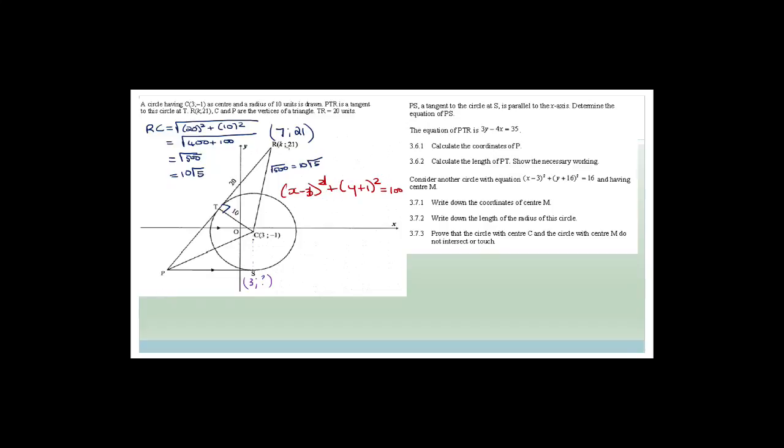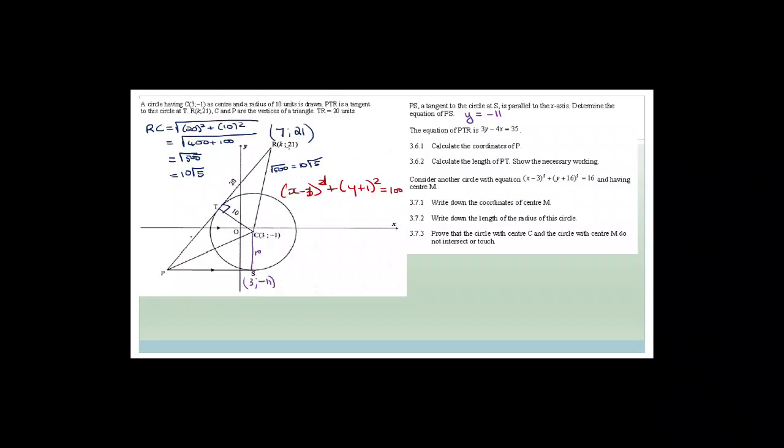We therefore need to find the y value of that. Do you agree? Because then we are going to get an equation of y is equal to something, because it is parallel. But we know that this radius is 10. So it's going to be minus 1 going down, which is minus 11. So therefore, we know that this point is minus 11. Therefore, the equation of PS is y is equal to negative 11.